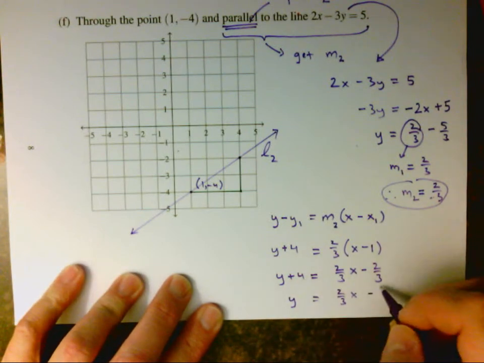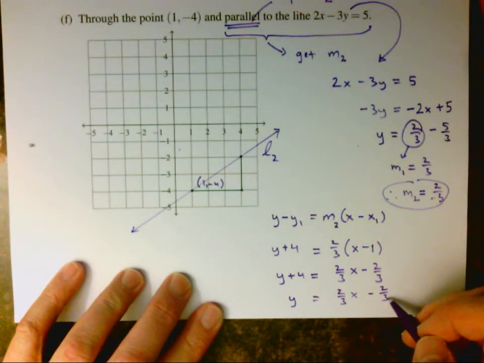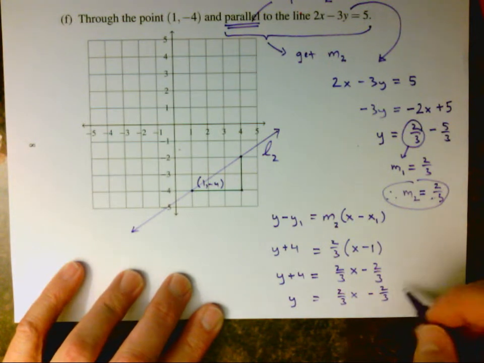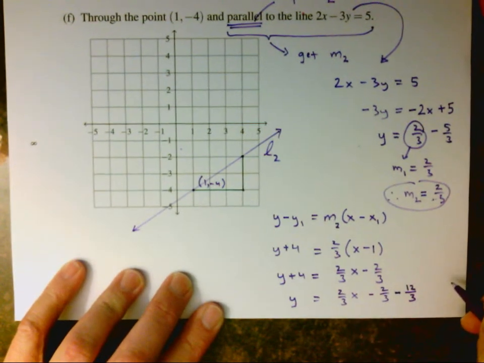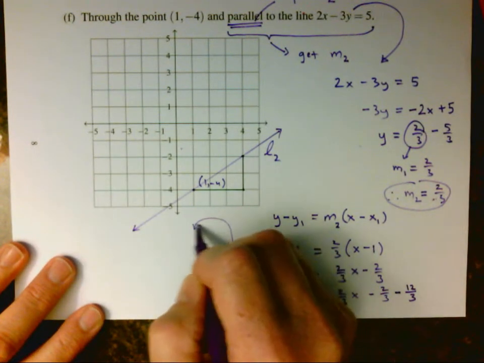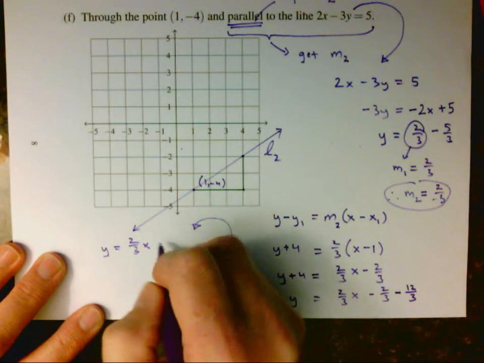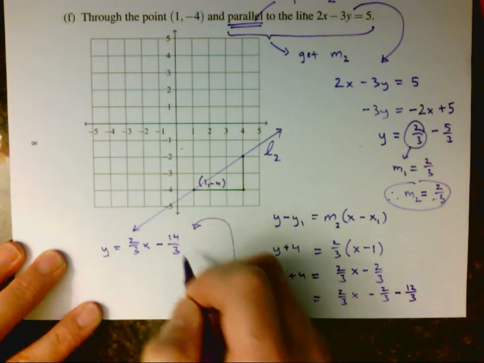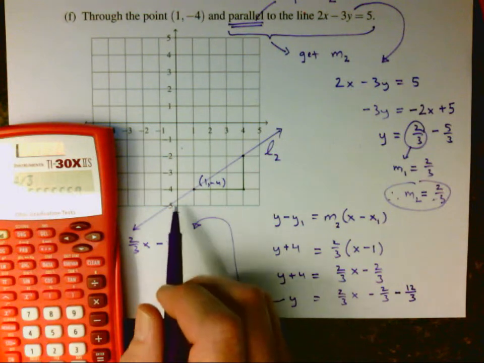2/3 x minus 2/3. Now I've got to subtract 4 here, but I want to write 4 in terms of thirds. So 4 would be 12/3. So instead of writing 4 here, I say minus 12/3. And then I don't have quite enough room to squish it there, so I'm going to jump over here and do y equals 2/3 x minus 14/3. If you check 14/3, 14 divided by 3, that's 4 2/3, which is what we expected down here.